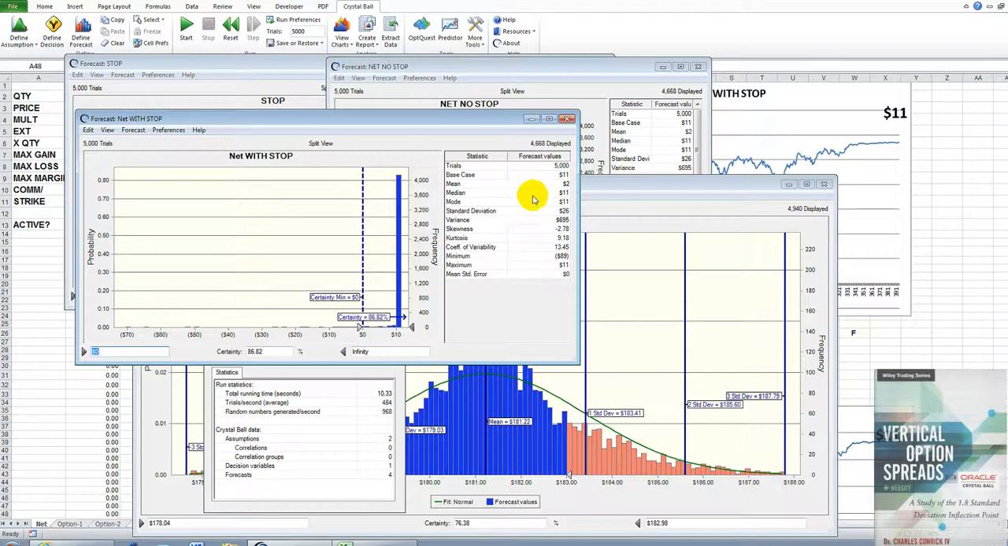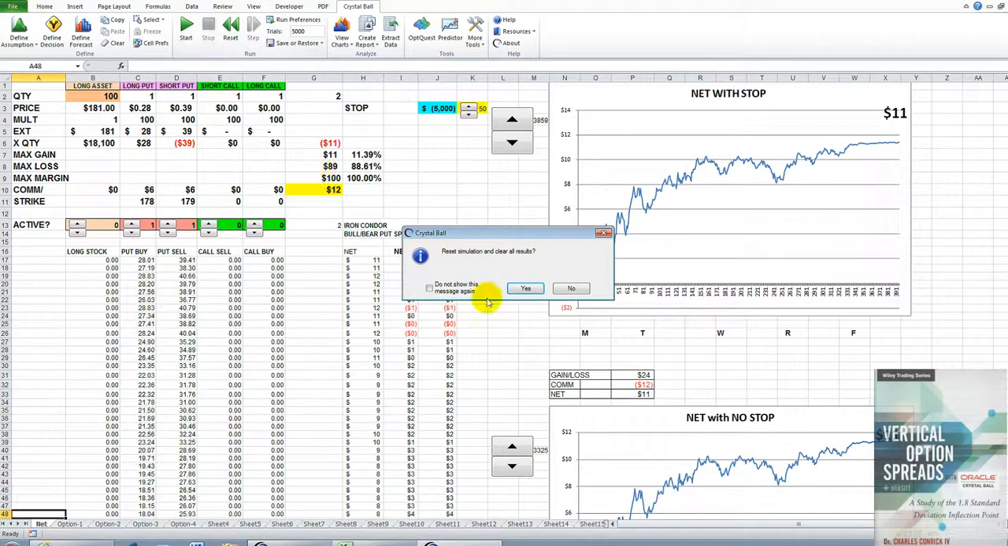Would I make this trade? Personally, no. It's not enough of a probability for me. You might like it. You've got an 87% chance of breaking even and a very small chance of really losing any money. All right, that's a bull put.